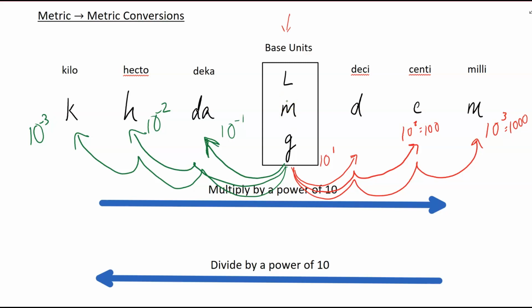So notice below that I have multiply by a power of 10, right? Multiply by a power of 10 when you are moving this way. And that just means your number will get larger. And when you are moving the other direction on the scale, divide by a power of 10. That just means your number needs to get smaller, or you are multiplying by 10 to a negative power, which is the same as making the number smaller. All right, so the best thing to do would be to look at some examples.